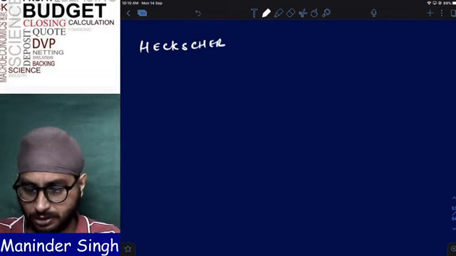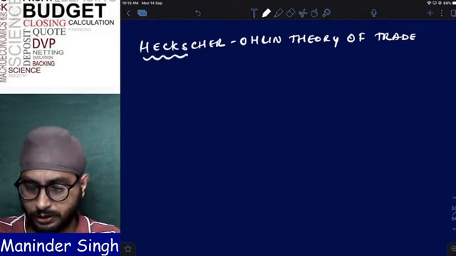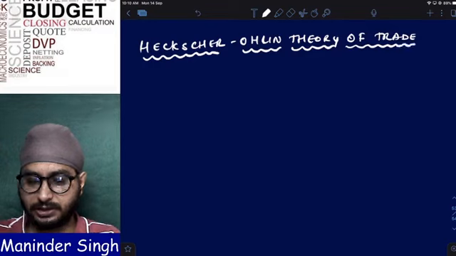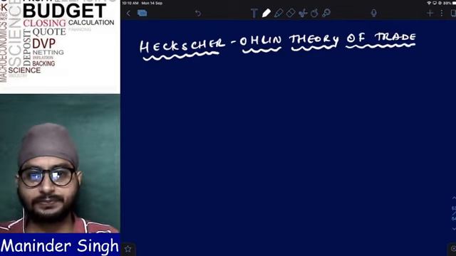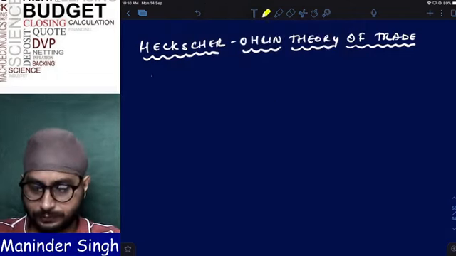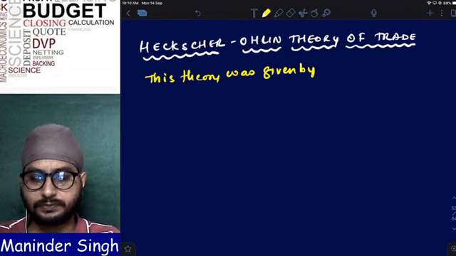Heckscher-Ohlin theory of trade. Clear? Theory of trade. The name itself tells you. Can you tell me who has propounded or given this theory? There are two people who have given this theory. This theory was given by whom? Heckscher and Ohlin. Simple.